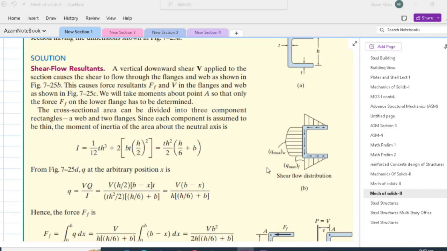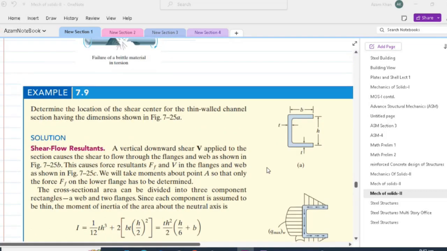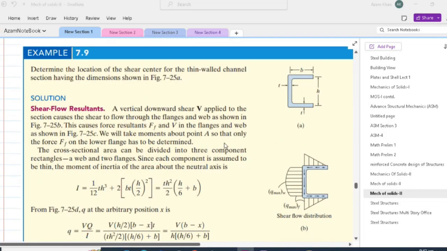So the first step in such type of question would be to determine the moment of inertia. As we know, the shear stress equation is VQ over IB, where V is the applied shear, Q is the first moment of area, I is the moment of inertia of the whole cross section, and B is the width of the component under consideration.